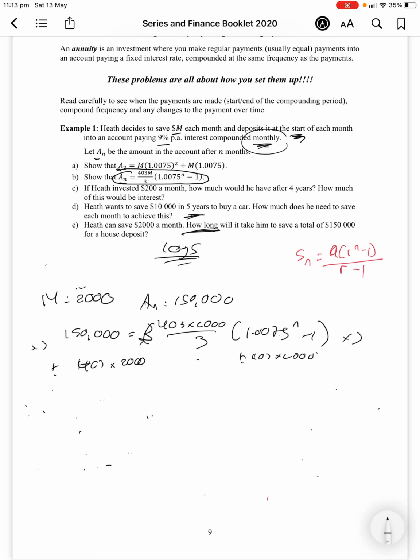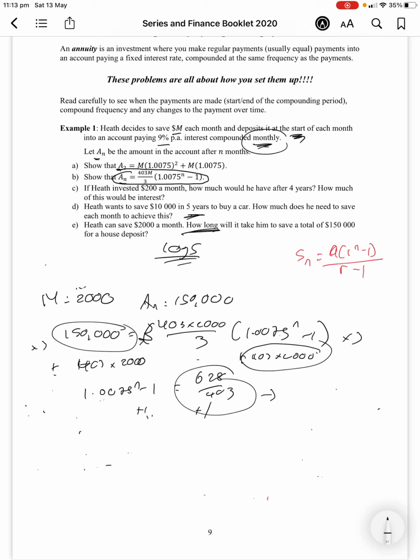I had my calculator. I've accidentally moved it. We'll let it go through to the keeper. And then what I end up with is 1.0075 to the n minus 1 equals 628 over 403. 628 over 403 is what you should get if you're taking 150,000 right here, multiplying that number by 3 and dividing it by 403 times 2,000. That's what you should end up getting. I'm going to add 1 to both sides. That is what I get after I add 1 to both sides.